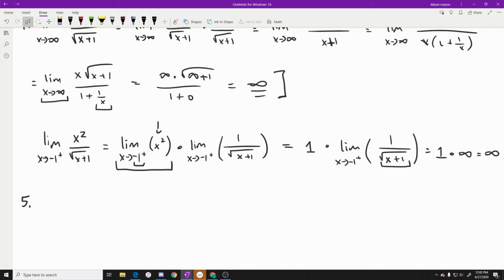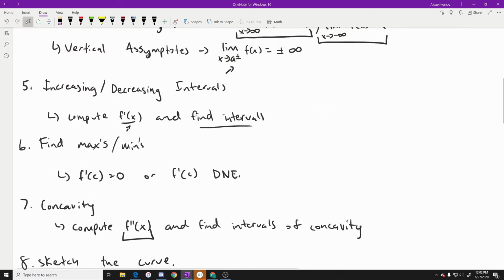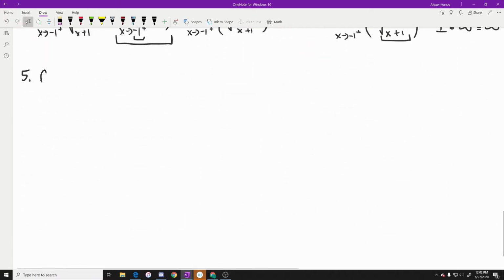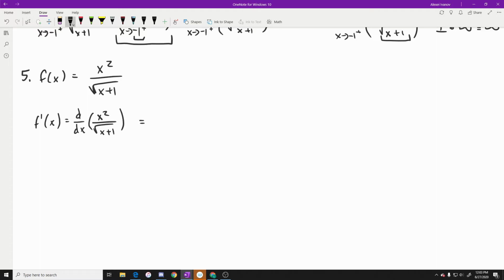it's time to move on to the fifth step. And the fifth step tells us to find intervals of increase and decrease, and we can do so by computing f prime of x and finding the intervals. So let's compute f prime of x. If you remember, f of x was equal to x squared over the square root of x plus 1. And to find f prime of x, we're going to take the derivative of this. So let's go ahead and do this by using the quotient rule. If you don't remember the quotient rule, I'm going to add a card at the top right now.